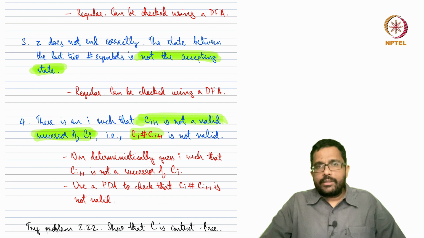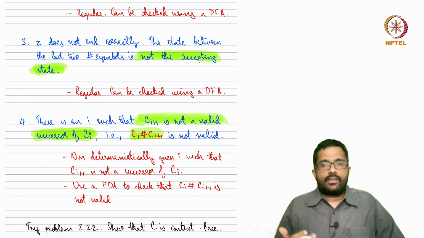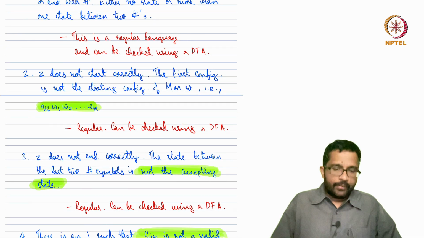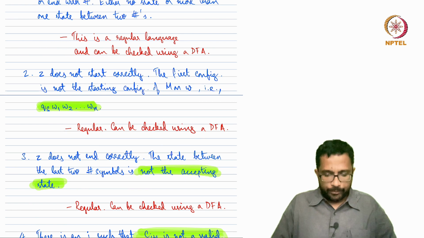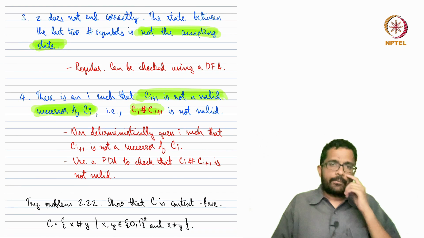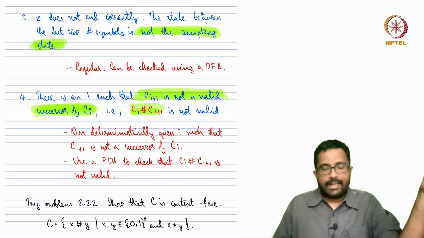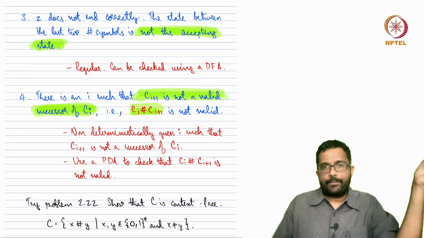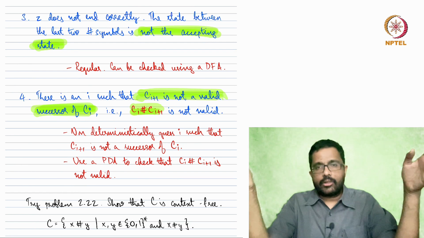So how do we do this? We non-deterministically guess an i, right? So we have a PDA. So far we just said that everything else can be done by a regular language or a DFA, right? So this part requires a PDA or a context-free grammar. We can non-deterministically guess an i for which Ci+1 is not a valid successor of Ci, and then we check whether this does not happen.